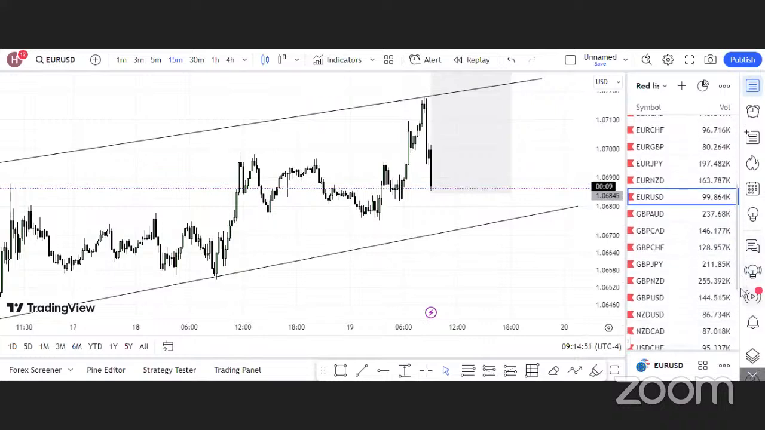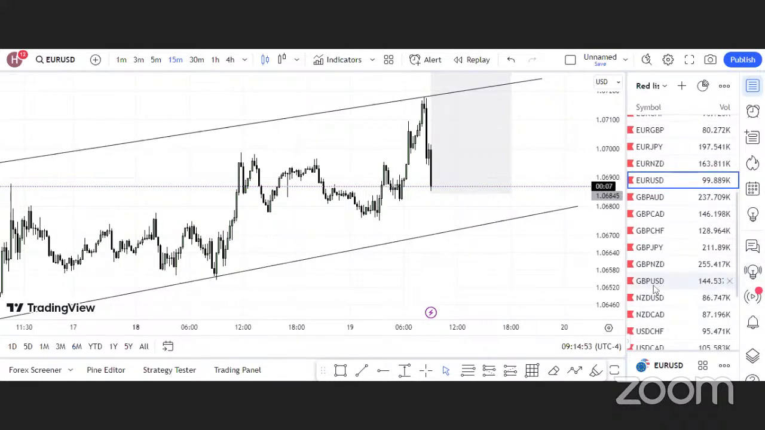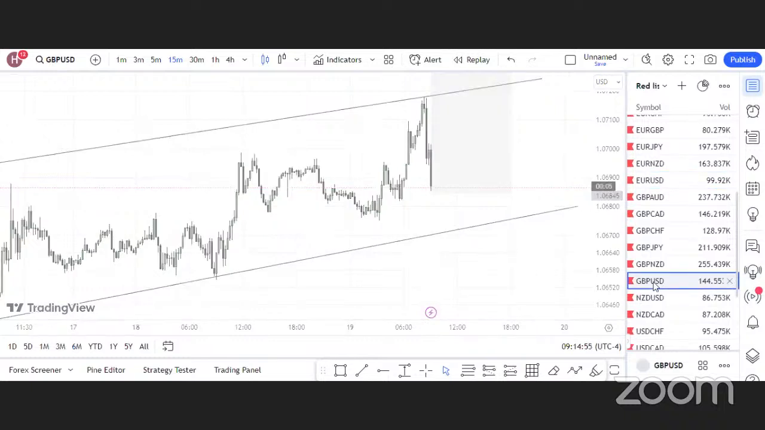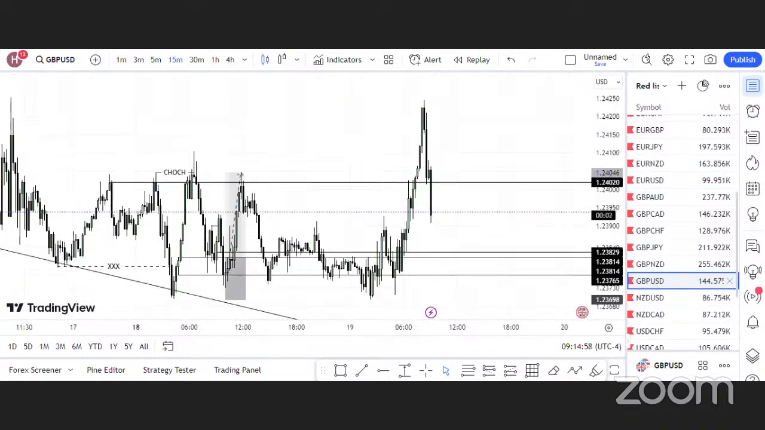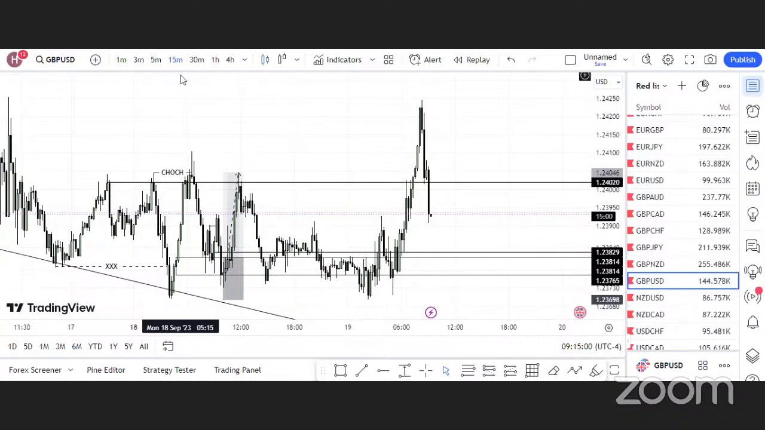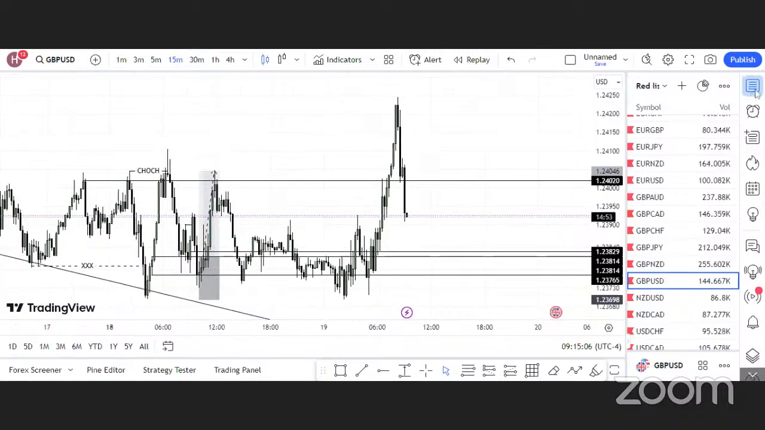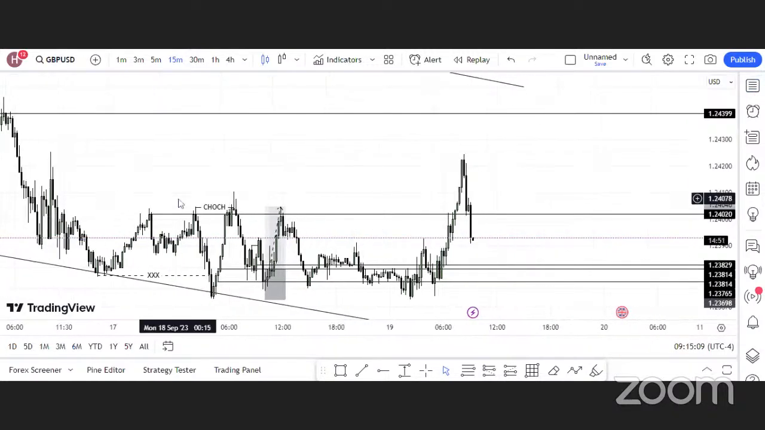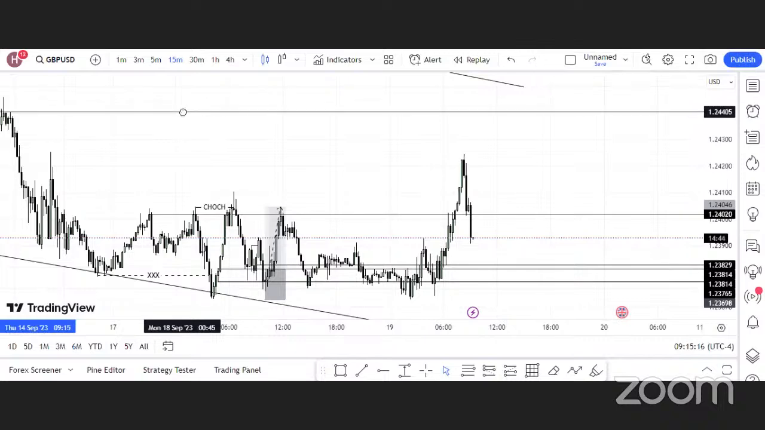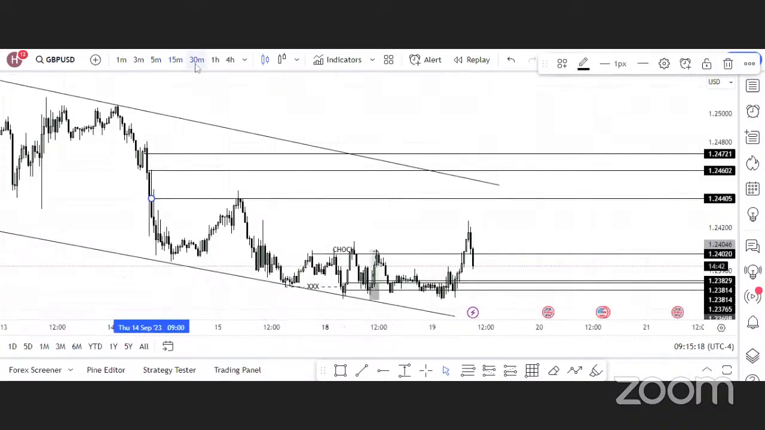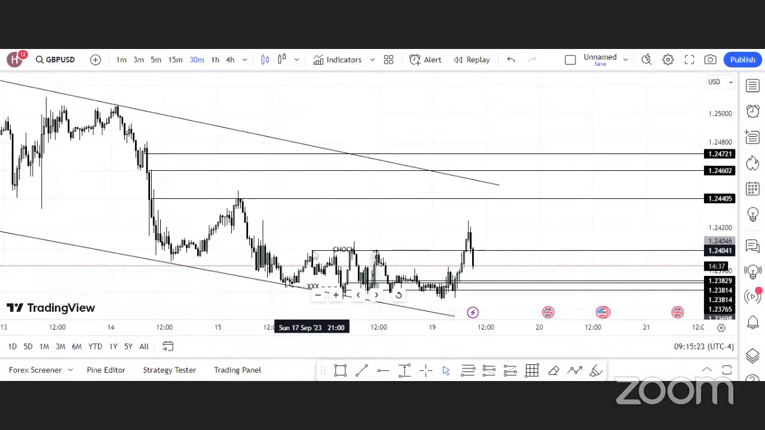So let's look for another popular instrument. Let's do GBPUSD. Guys, if you have any pair in mind you want me to analyze, please specify. You are allowed to make choices. Help me make choices. If there's a pair you want me to analyze, just let me know.